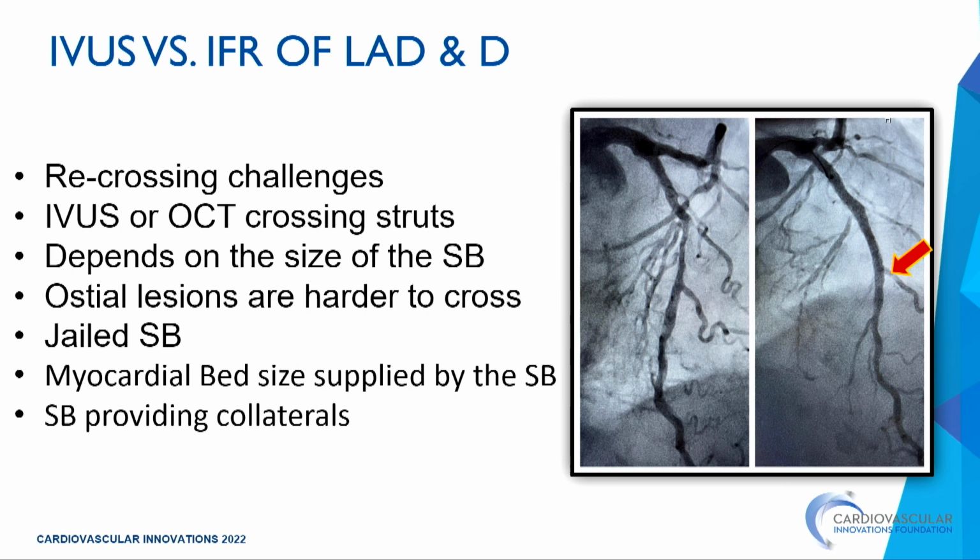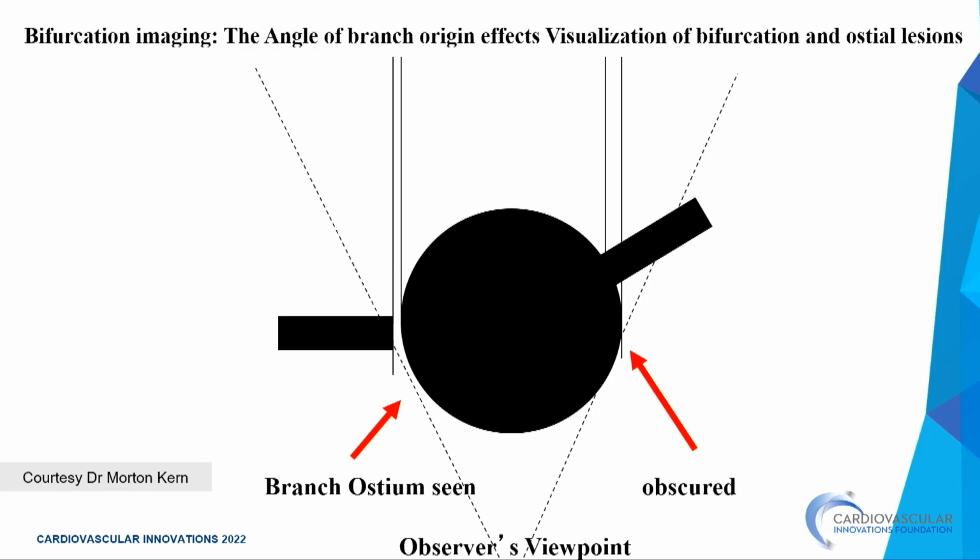Is this a branch that is really supplying a major area, where iFR will be important, or is it a small territory? We'll show you some examples. And is the side branch providing collaterals? This is also from a different talk. Bifurcation imaging depends on the angle of the branch origin of the side branch and the effect on the visualization of a bifurcation and ostial lesions.